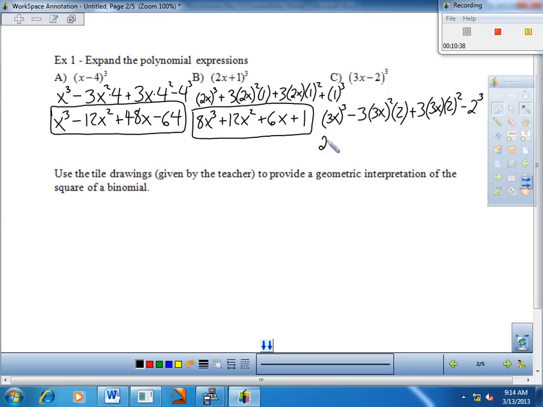I'm getting a 27x cubed with this one, 3 cubed and x cubed. Now here, just let's be careful numerically. See all the numbers play out. This is a product raised to a power, so I would have to do my 3 squared and x squared to remove the parentheses. So this really is 9 times the 3 times the 2. And so 9 times 3 is 27, times 2 is 54. So I'm getting a minus 54x squared.